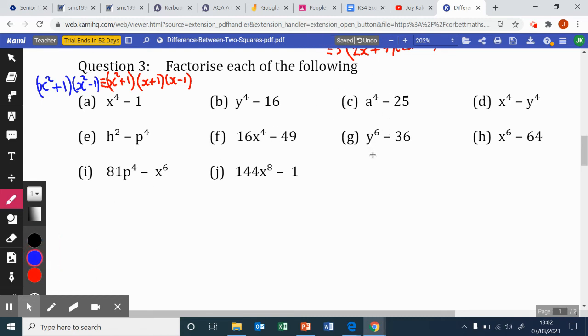Let's go for this one here. 144x to the power of 8. Well, the square root of 144 is 12. And then we've got x to the power of 8, square rooted is x to the power of 4. Remember, x to the power of 4 times x to the power of 4 is x to the power of 8. And that's 12x to the power of 4 plus 1, that's the square root of 1, and 12x to the power of 4 minus 1. Okay, there we go.